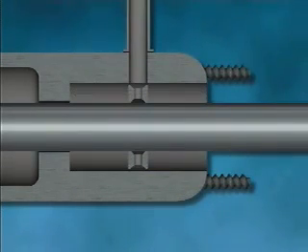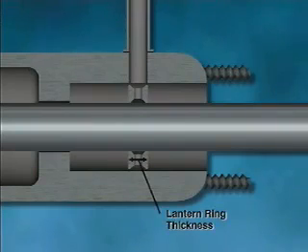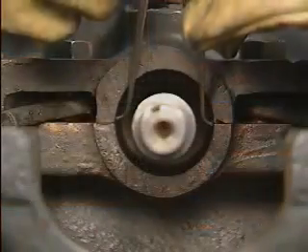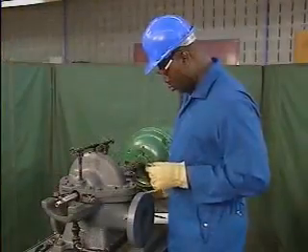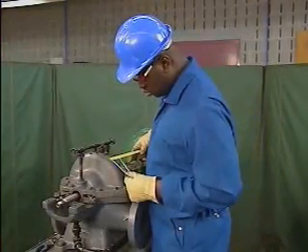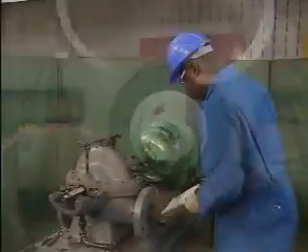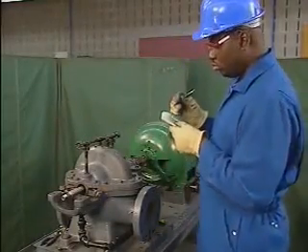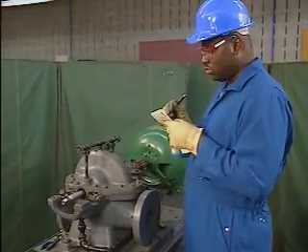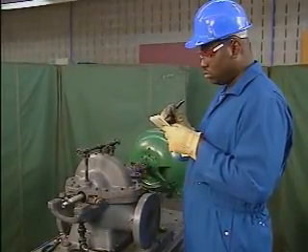If the packing gland includes a lantern ring, a fourth measurement should be taken to determine the thickness of the lantern ring. First, the mechanic measures the bore of the stuffing box and writes down this value. Next, he measures and writes down the diameter of the shaft. Using these two measurements, the mechanic can determine the size of the packing rings using a simple formula.